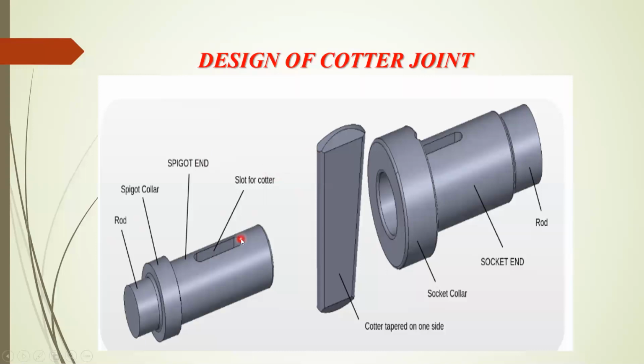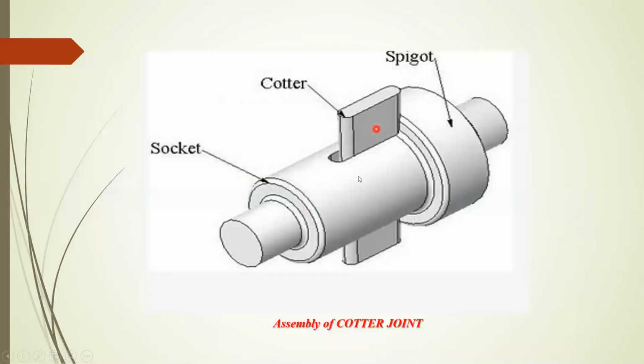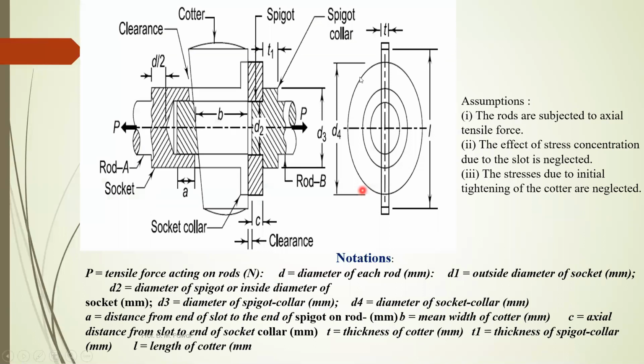So there are three components in the cotter joint. Spigot, this one is a spigot, this one is a socket, and this one is a cotter. Here is the assembly of the cotter joint, and we have to design all these three components separately, right? This is the sectional view, and these are some dimension notations we are using for the designing purpose. So these notations we need to understand.